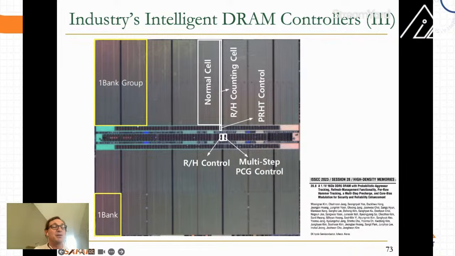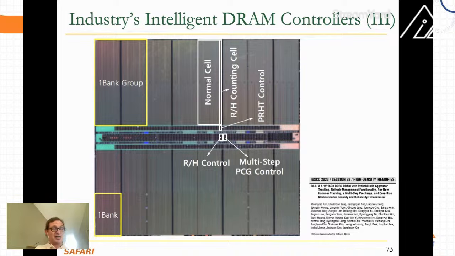Essentially, they have a simple memory controller inside the DRAM chip that occupies some area that is intelligent, meaning it counts accesses to the different rows, and it takes some action based on that row tracking. They don't describe exactly how this works, but you can potentially figure this out by some reverse engineering if you have your hands on this chip.